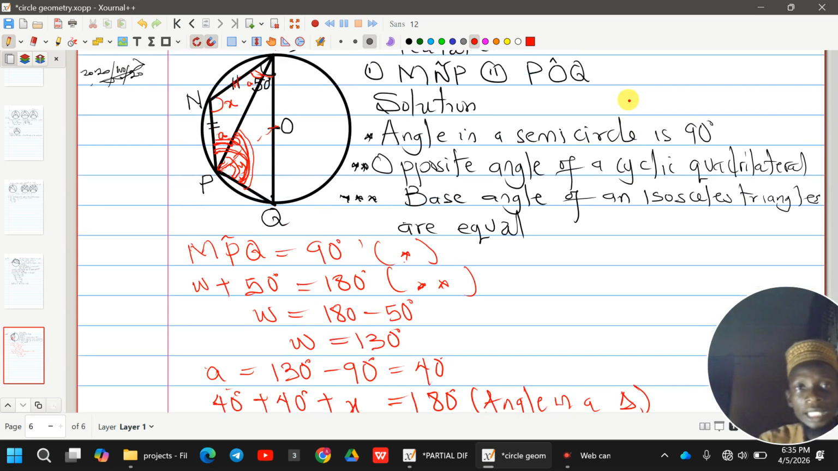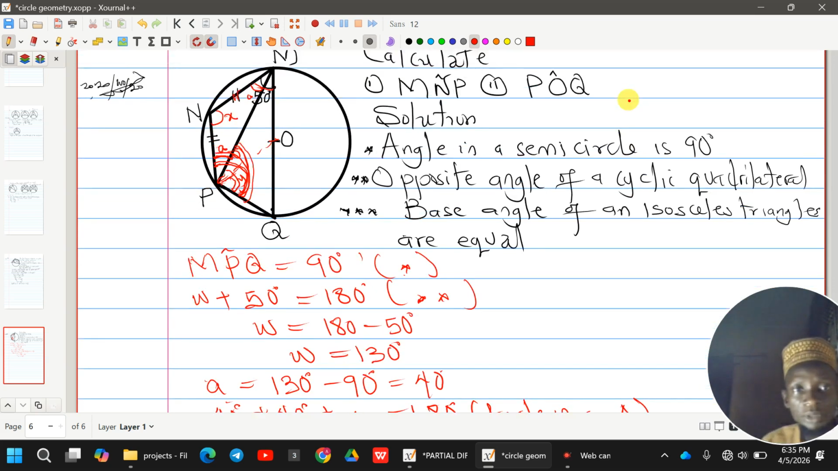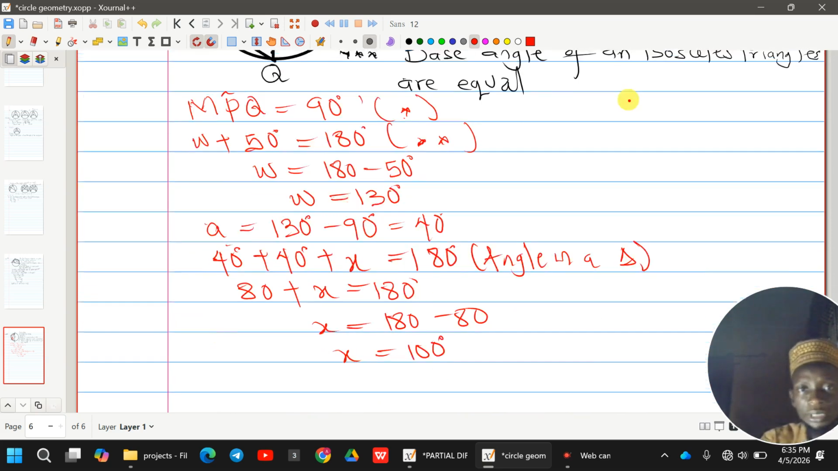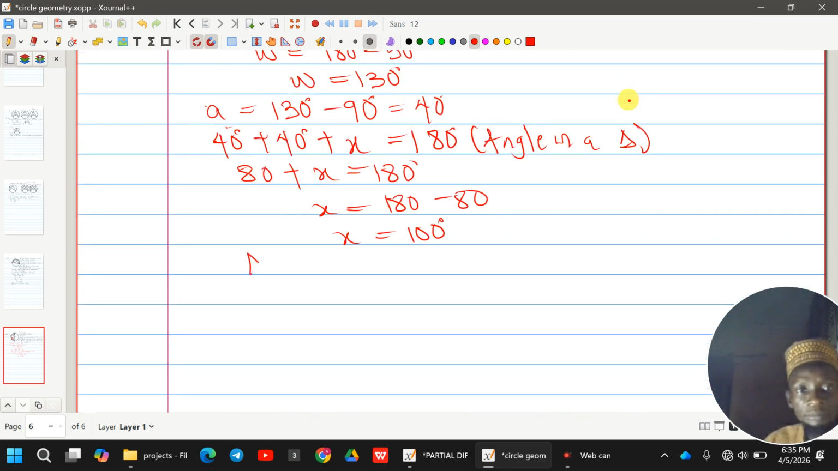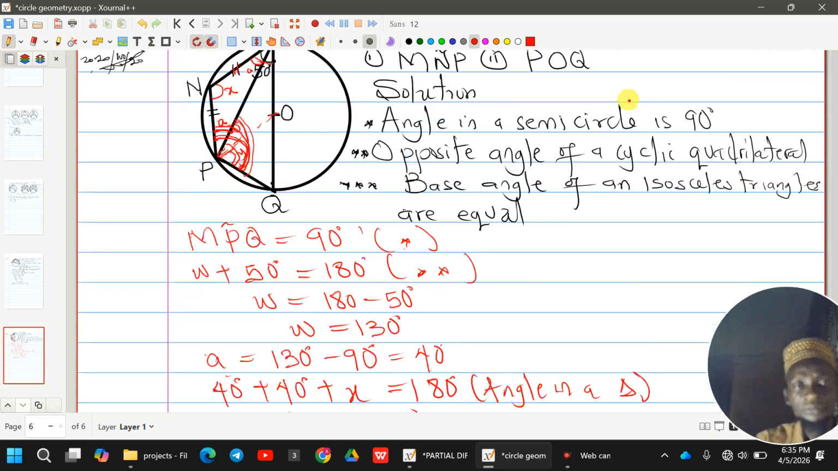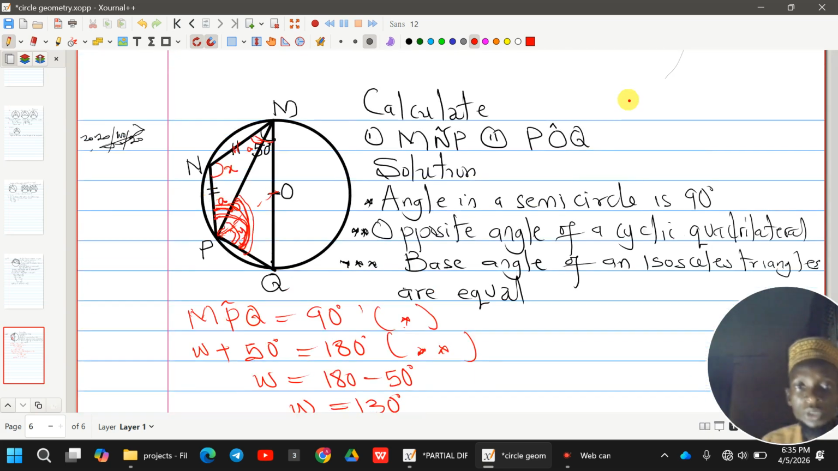So that is my MNP. MNP is 100 degrees. Let me put it here. MNP is equal to 100 degrees. So we are done with that. The next question is, we need to calculate what?